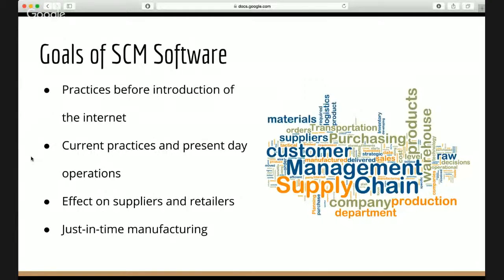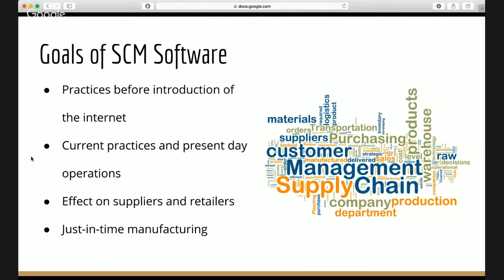So the current practices and present day operations really give business owners and business planners great tools in order to oversee the operations of their business and know specifically what they're dealing with and what is going on in the operation side of the business and manufacturing side of the business. It gives them a good representation of the effects on suppliers and retailers. So the relationships they build can either be good or bad, as I might say. And it gives them an overall view of what they're dealing with as a company.